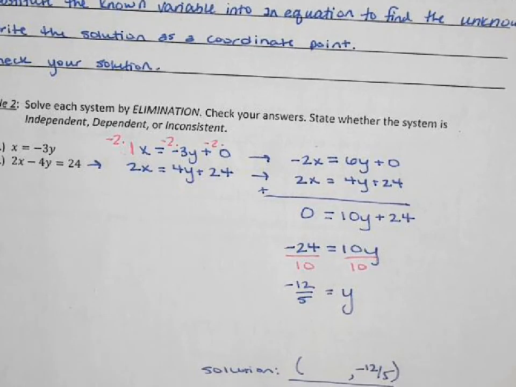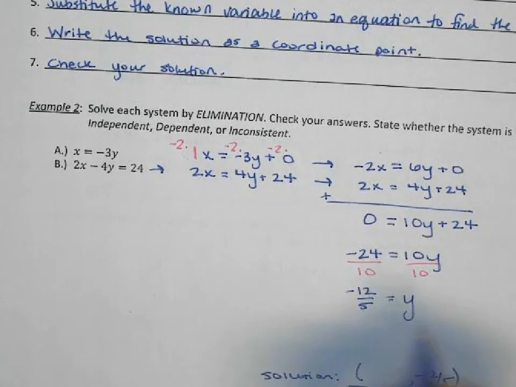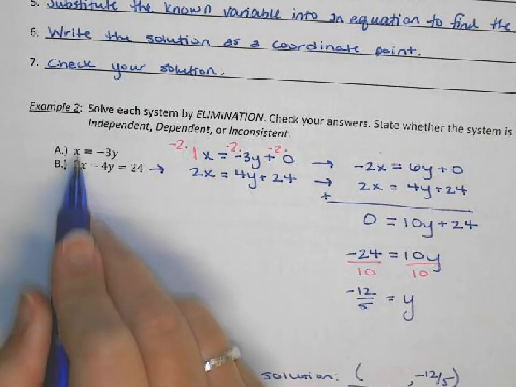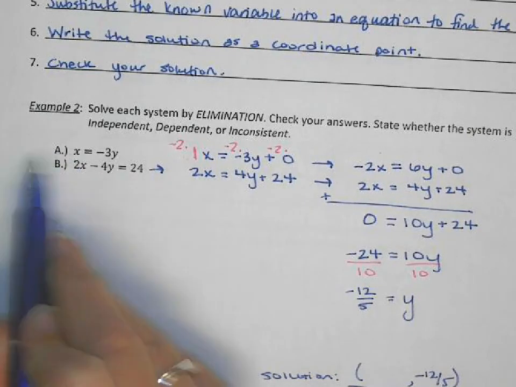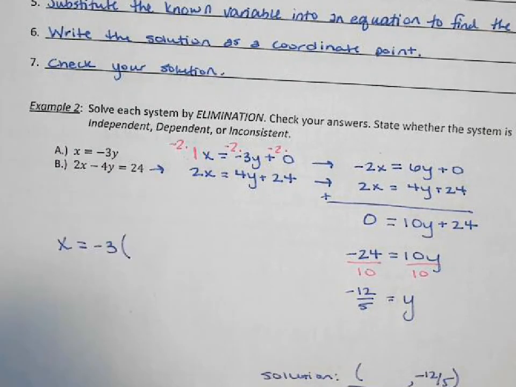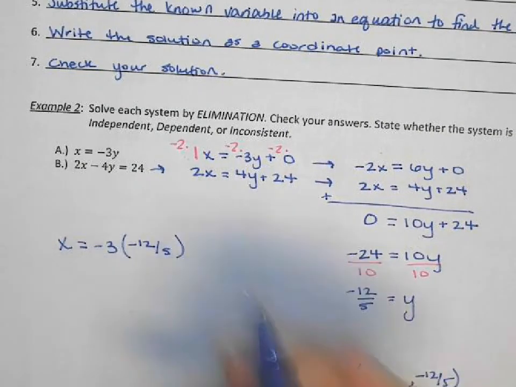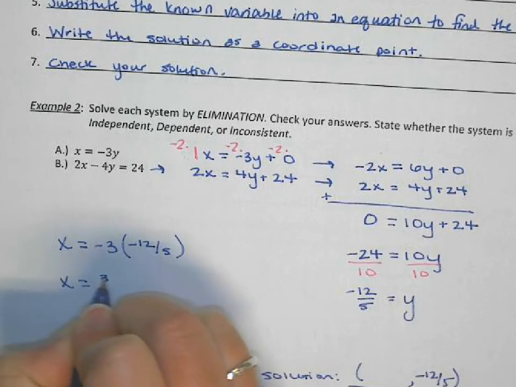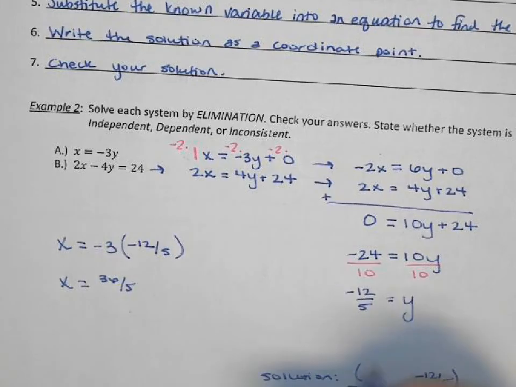Now I'm going to have to do the same steps that I did last time. I'm going to substitute the known variable in and solve for the unknown. So my known variable is y. It doesn't matter which one you plug it into. I would probably, since I'm looking for x, use the A equation, which is already solving for x. X equals negative 3 times the y value, negative 12 fifths. Negative 3 times negative 12 is positive 36 over 5. That's not going to reduce, so there's my x value.